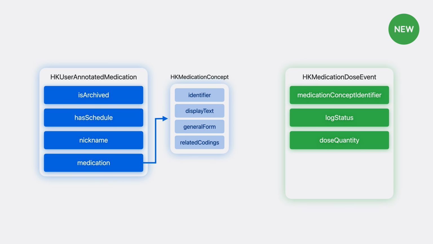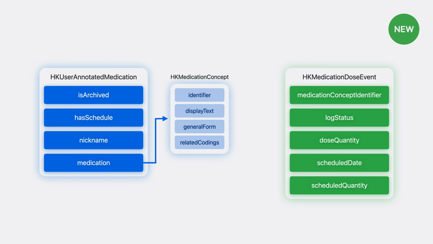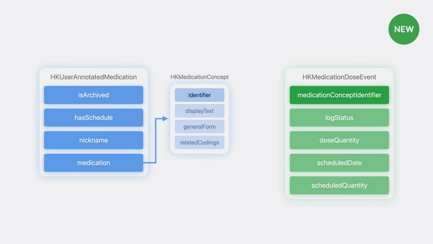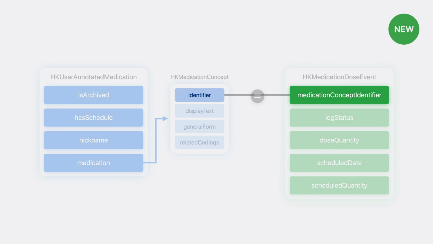Each dose event also captures how much of a medication was logged. Scheduled dose events will have the date and amount for that scheduled dose. If the scheduled quantity differs from the dose quantity, that means there was a difference between what was scheduled to be taken and what was actually taken. To reiterate, dose events are tied to a medication. The medication concept identifier is the same as the identifier property of a medication concept.